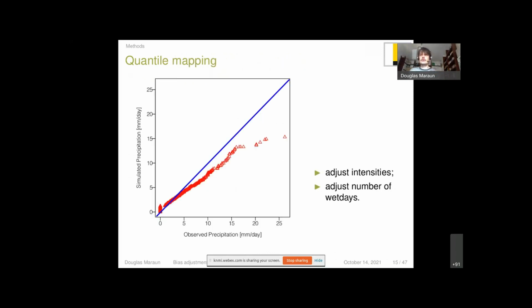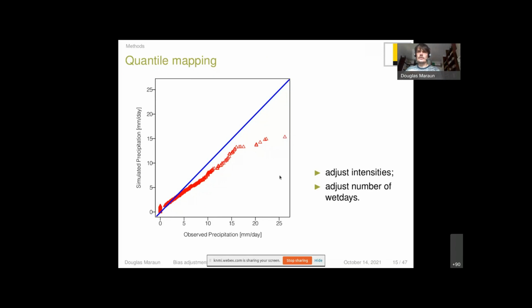Okay, now let's have a look at how this works. Here you've got observed rainfall. Let's say it's daily rainfall over some place. And here you have got simulated rainfall. That's what your model simulates. And you see the model simulates, for example, too many wet days here, and it simulates too low intensities for high extreme events.